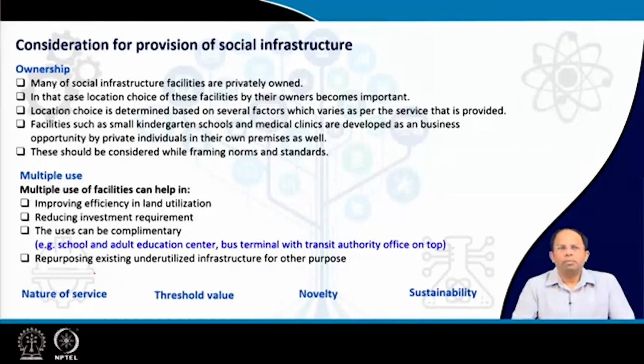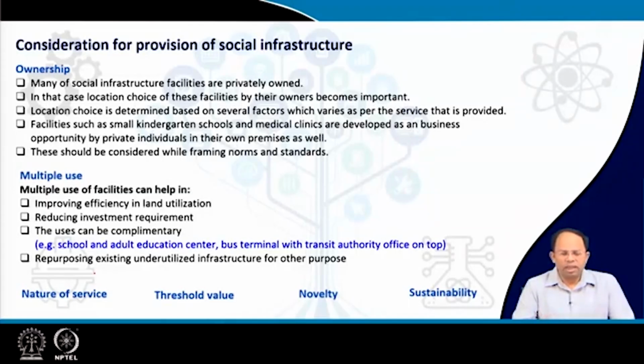Next comes ownership. In the case of social infrastructure, the government can reserve some land where it will provide a certain facility like a market or maybe certain kinds of schools, but there are other schools and centers which are privately owned.